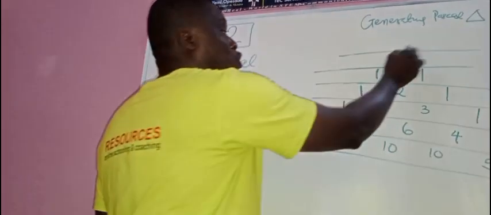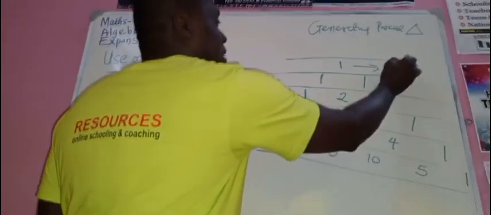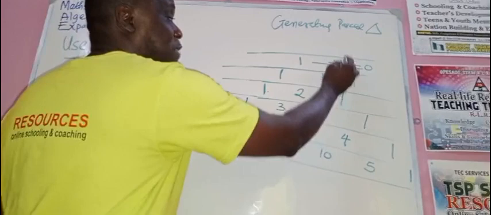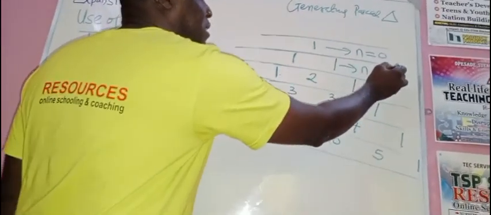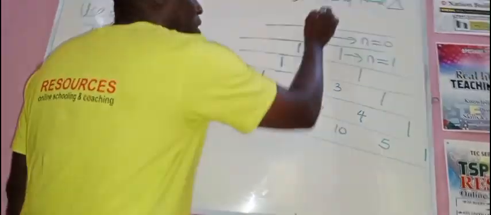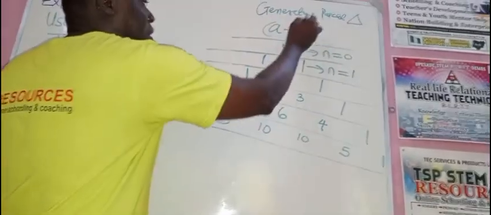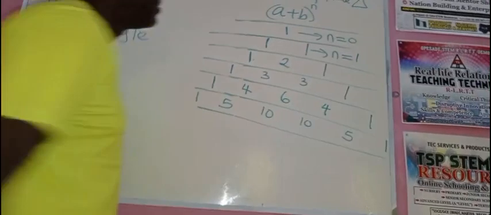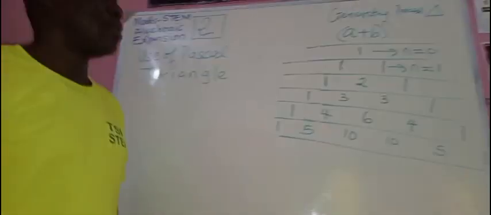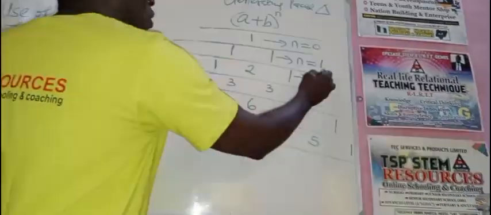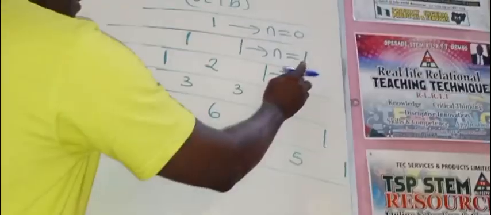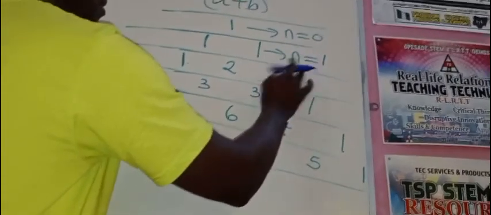The first one is when n is raised to the power 0. This one is when n, the power, the exponent, is equal to 1. This is when you have a plus b raised to the power n. This one is when n is raised to the power what?